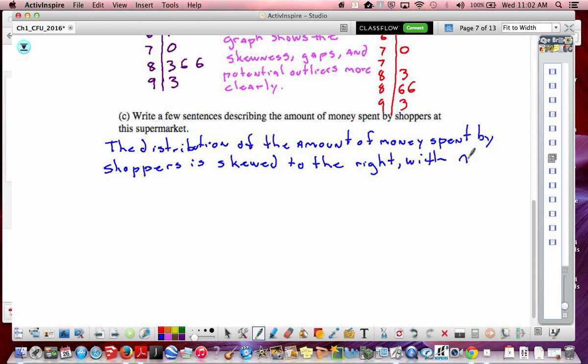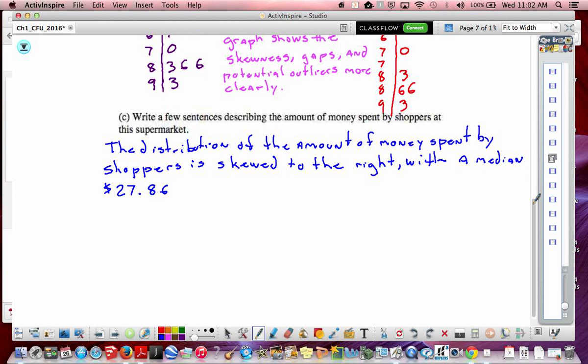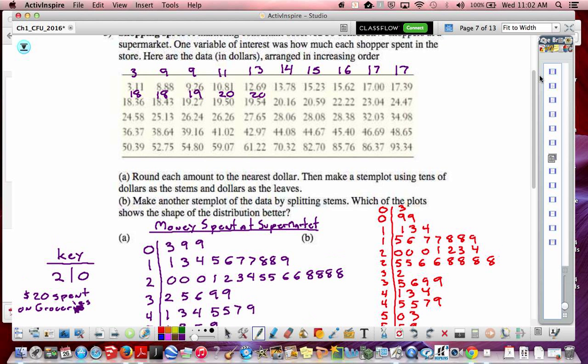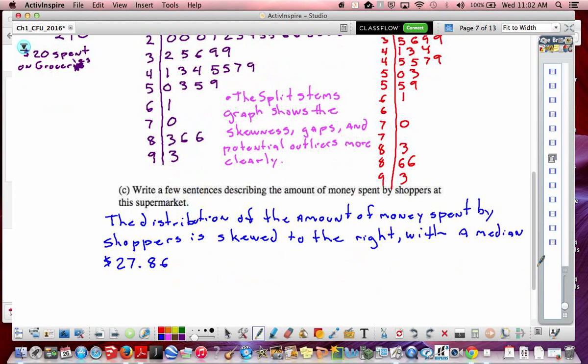with a median. So what I want to do is actually find this median. When I look at the median, I get $27.86. You might be wondering how in the world am I getting the median? I got 50 data points, so it's going to be right in the middle. 1, 2, 3, 4, 5, 6, 7, 8, 9, 10, 20. So 21, 22, 23, 24, 25. So it's going to be right in between there. What I did was I just added those two values up and divided by 2 and rounded it to the nearest penny.